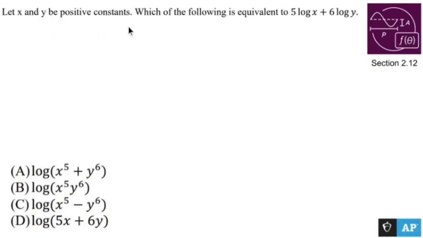Let x and y be positive constants. Which of the following is equivalent to 5 log x plus 6 log y? We have two log rules going on.